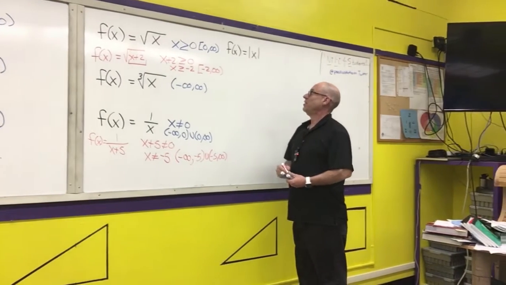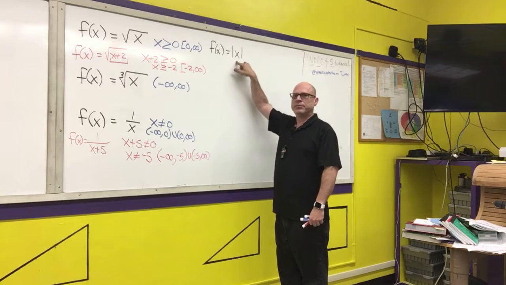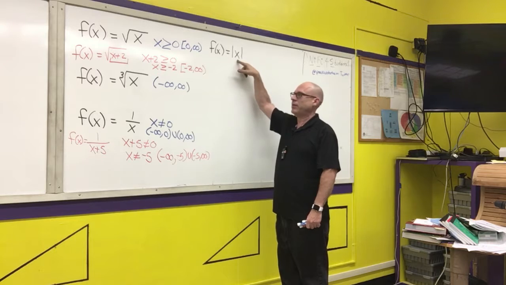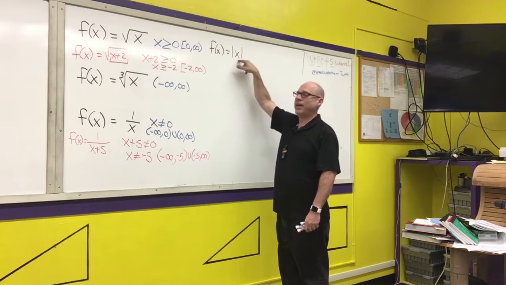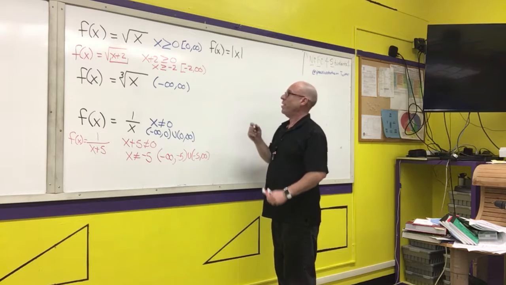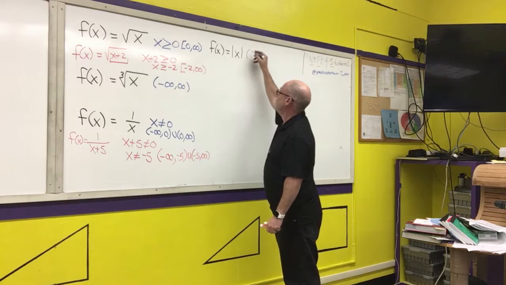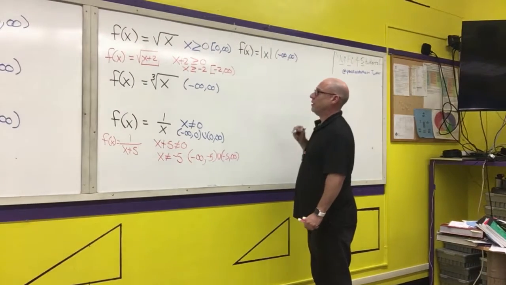My last example is the absolute value of x function. What numbers can I put in the absolute value function? Well, I can put negatives in because they return positives. I can put 0 in there, and I can put positive numbers in there. So the domain of the absolute value function is negative infinity to infinity.